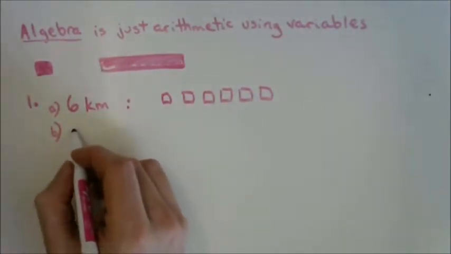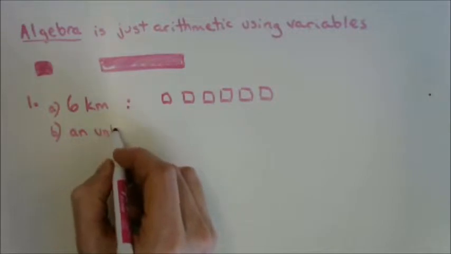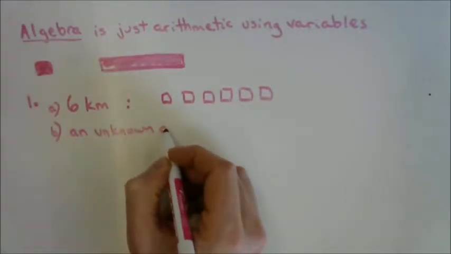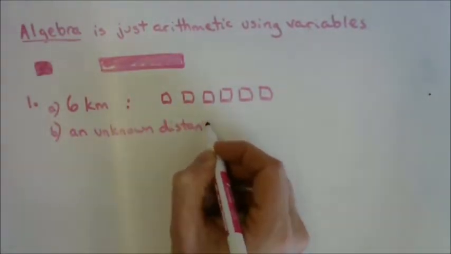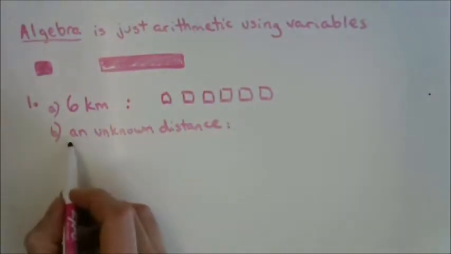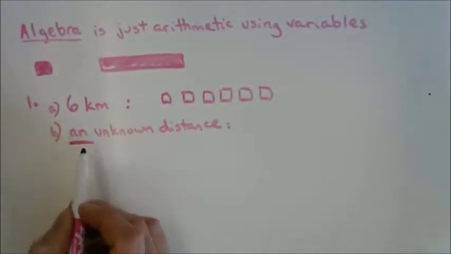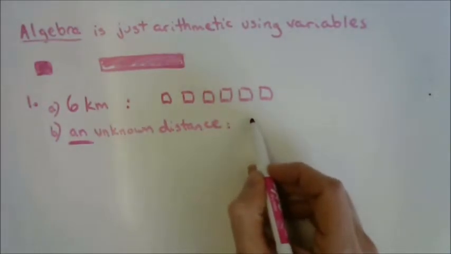Hey, Mr. Me, how would you represent an unknown distance? With the bars. How many bars? We don't know. Because it's unknown. One. Oh, one bar. It's a single unknown distance.